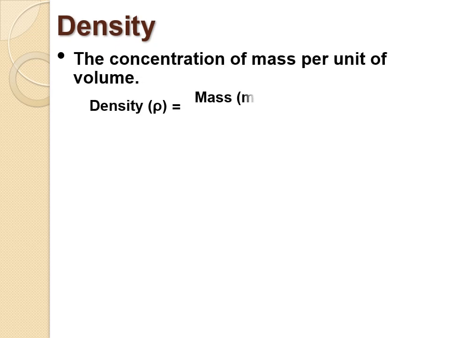So density is a concentration of mass per unit of volume. The density is going to be a letter rho. It's a Greek letter rho, and it's going to be mass over volume, which is measured in kilograms per meter cubed. Now, if you use density in chemistry, usually it's going to be grams per centimeter cubed, but in physics, base units is going to be kilograms and meters.